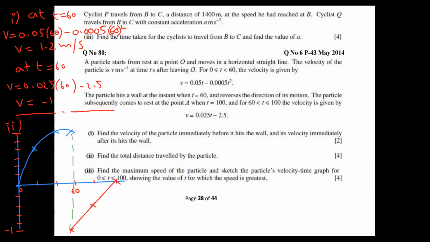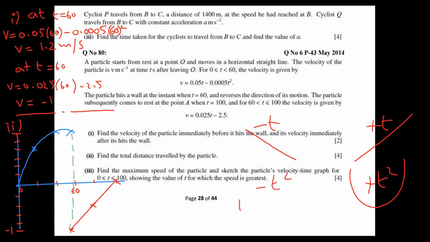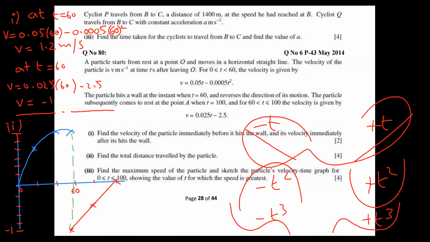If you want to avoid the sketching, then you have to be expert in these things. Look, I'm going to show you. Plus t, you get this kind of line. Negative t, you get this kind of line. Plus t square, you get this kind of curve. Negative t square, you get this kind of curve. Plus t cube, you get this kind of cubic equation curve. And negative t cube, you get this kind of turning point. It has no turning point in power 1.